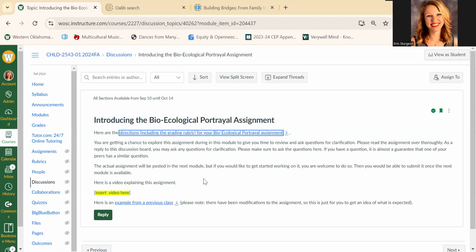The actual assignment will be posted in the next module. You have everything you need to know to start on it if you want. You just don't have a way to turn it in yet. But that is it. Here's an example from a previous class.